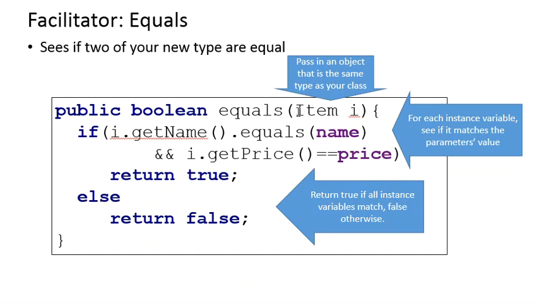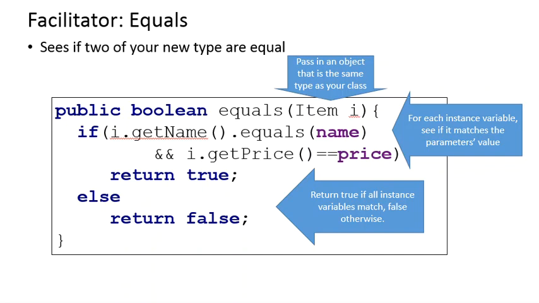We're going to have an item, I'm going to call it I, and it's going to be passed into my item's equals method. Then I'm going to get I's name, and I'm also going to get I's price. Then I'm going to take my parameter's name and my parameter's price, and see if it's the same as the instance variables within the class. So I'm going to see if get name equals name, and if get price equals price. If those two pieces of information are equal, then the item that was passed in is the same as the item that is inside the class, and so we should return true. Otherwise, we should return false.